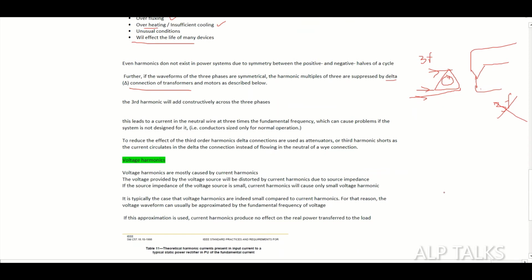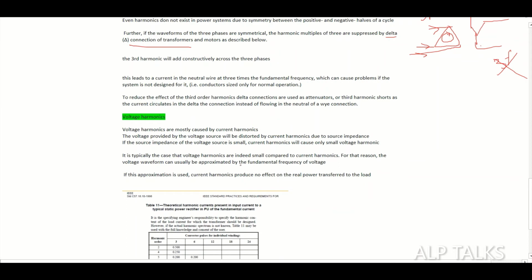Similarly, the voltage harmonics also will be there. What are voltage harmonics? 99.99% voltage harmonics will be zero. Why? Because whatever supply is generated from the alternator will be ensured for a perfect sinusoidal shape except in very rare cases. So voltage harmonics will be almost nil.